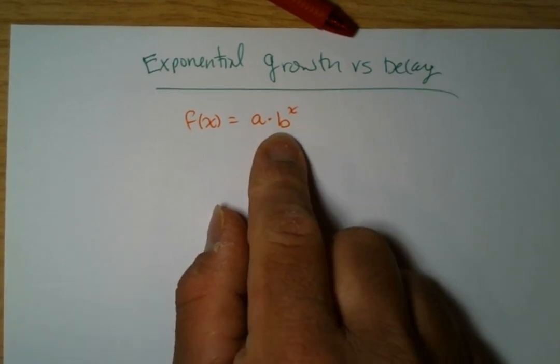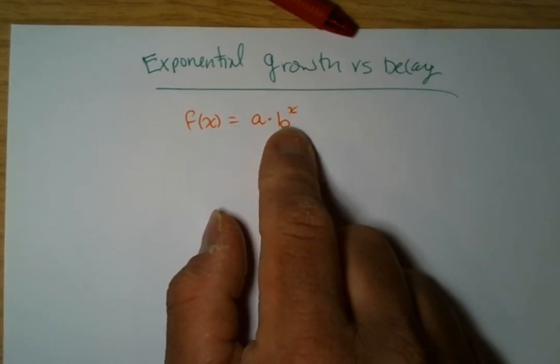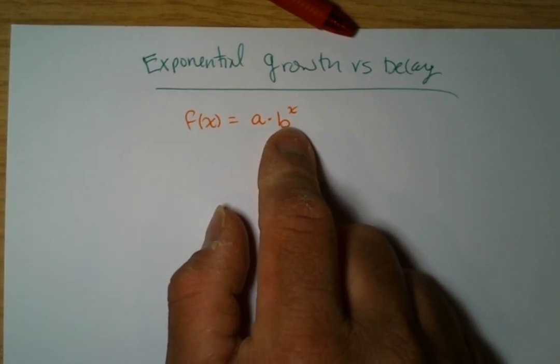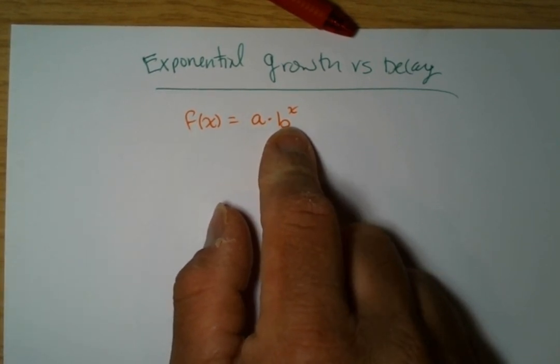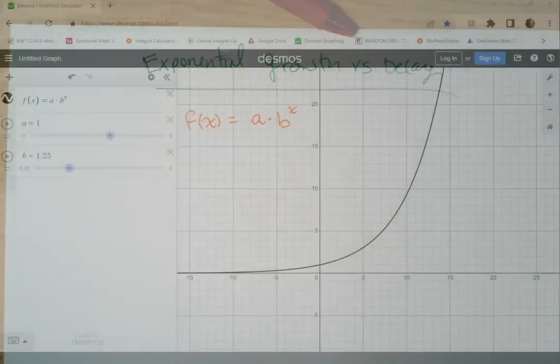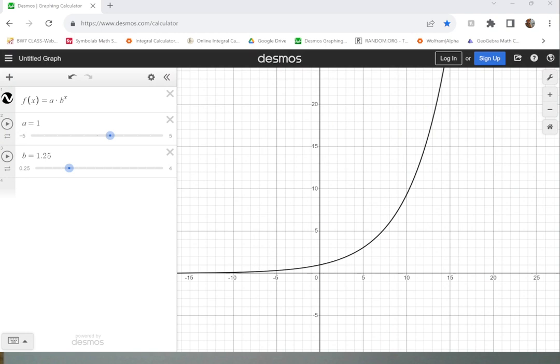So let's take a look at these values for b. Remember, b must be positive and not 1. 1 is not an exponential, it's a constant function. So let's switch over to Desmos and take a look at a little demonstration. What we have here is the graph of an exponential.